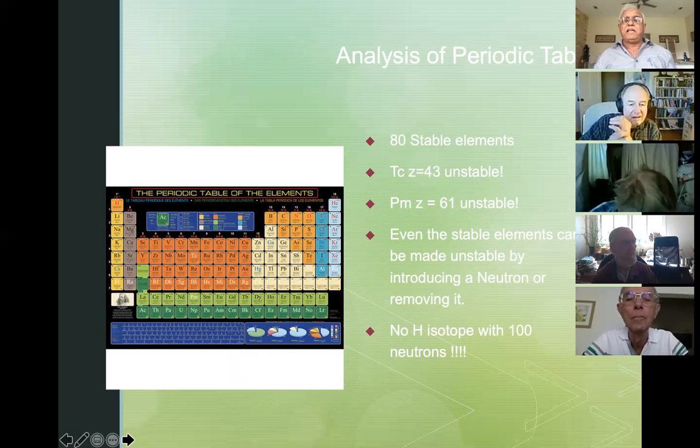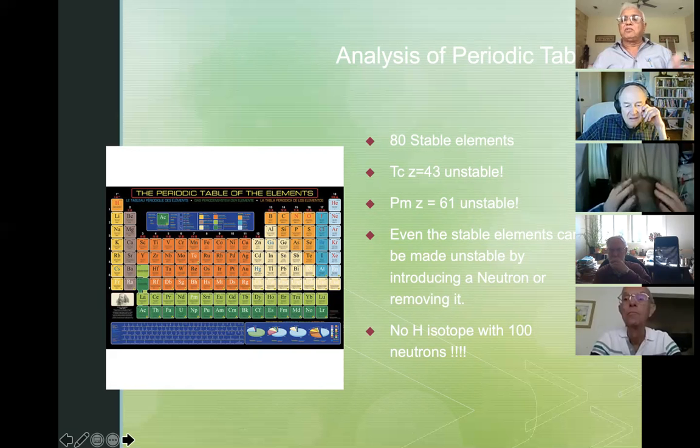Stable elements can also be made unstable, and everybody knows that you throw a neutron at it, or remove one from it, and it will become unstable. Now this last thing is just a joke. There is no hydrogen isotope with more than three neutrons. So that's what the whole idea is.